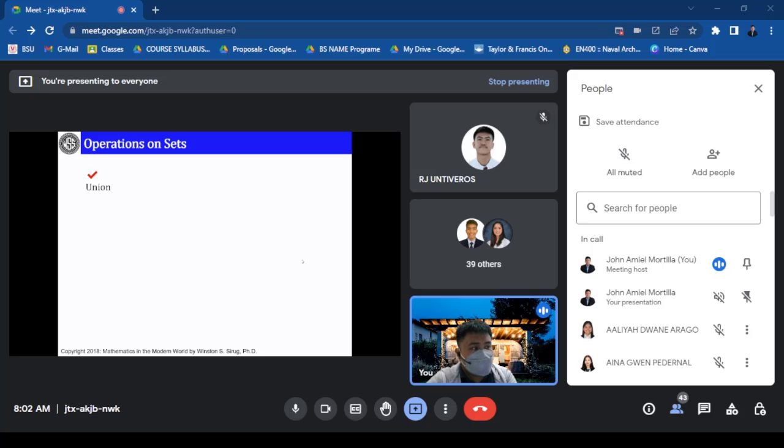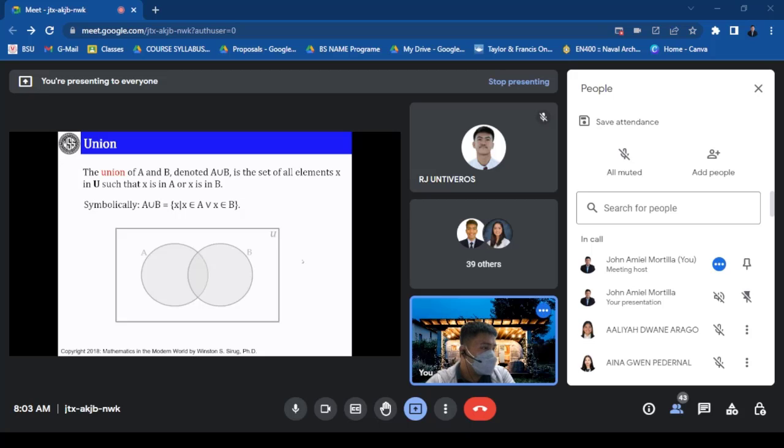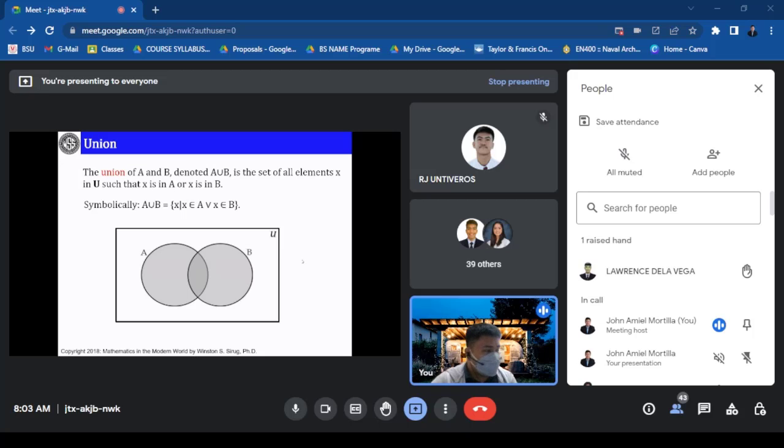So, operations on sets, so we have union, intersection, complement, difference, symmetric difference, disjoint sets, ordered pairs. So, first we have union. So, what is union? Please read. Kay Lawrence.